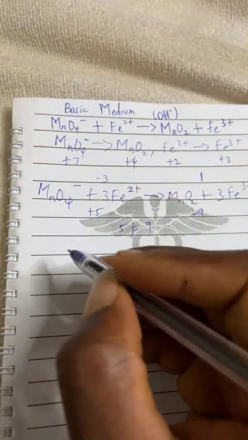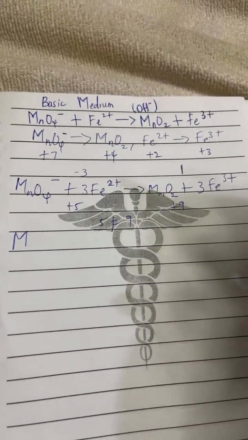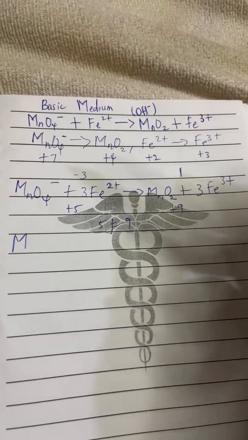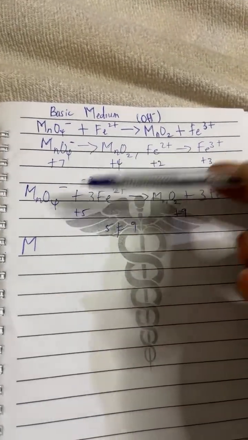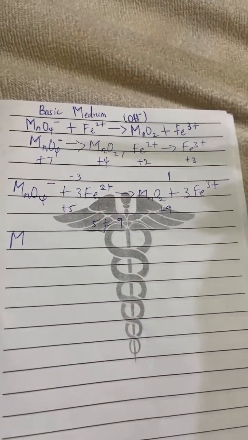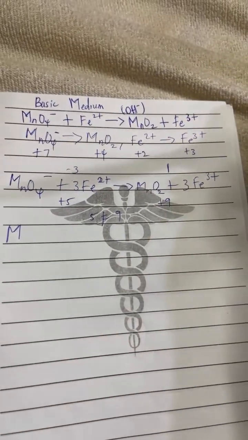You understand? Wait, let me ask you a question. So where are we going to add our OH minus? Is this going to be at the product side or at the reactant side? If we want to write our OH minus, is this going to be at the product side or at the reactant side?